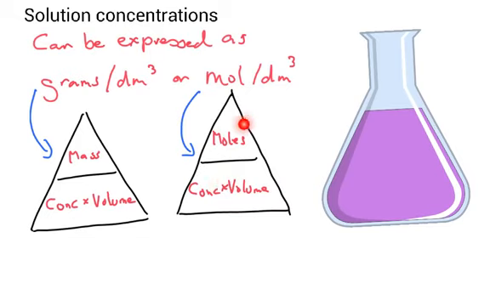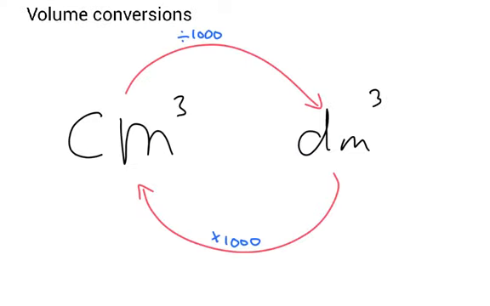And this triangle here makes life a lot easier, because if you go to this one and you need to find the number of moles, you're going to have to do a bit of a conversion with the molar mass here. Now, annoyingly, lots of problems come in centimeters cubed.